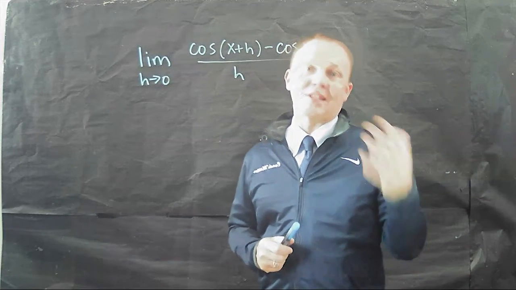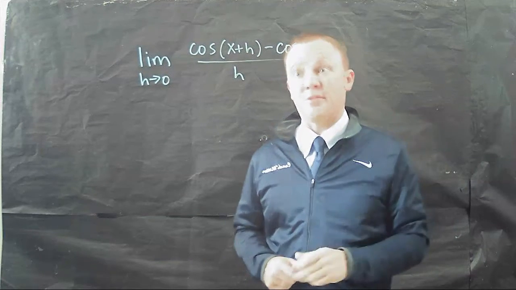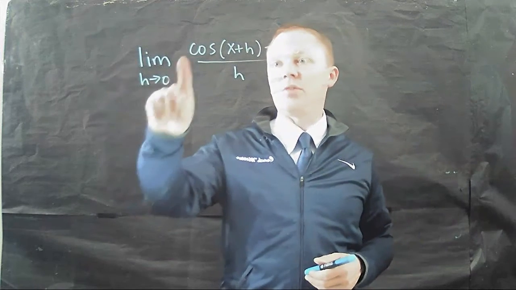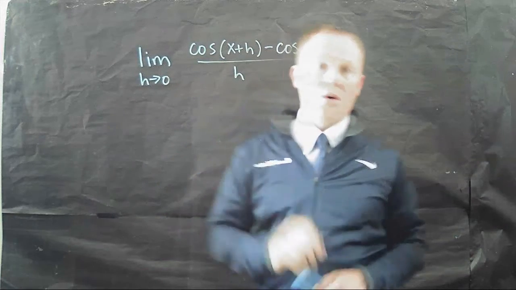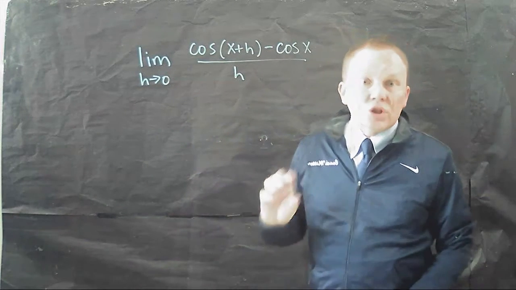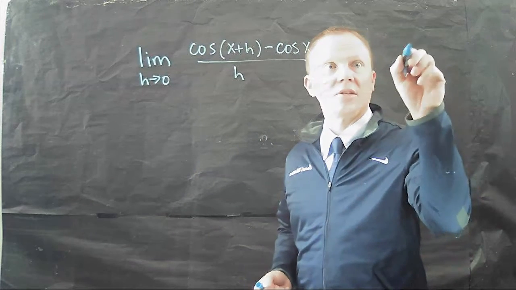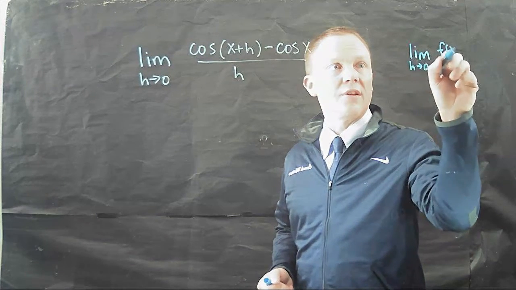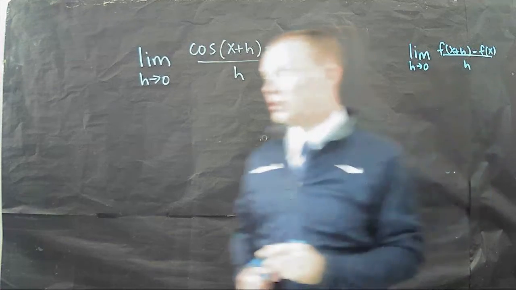Because you think that this is a limit problem, which, I guess it is a limit problem, but this is really a derivative problem. Because what I'm asking you for is the limit as h goes to 0 of the cosine of x plus h minus the cosine of x over h. Okay, that should smell familiar to you because that's the limit definition of derivative. The limit as h goes to 0 of f of x plus h minus f of x over h.